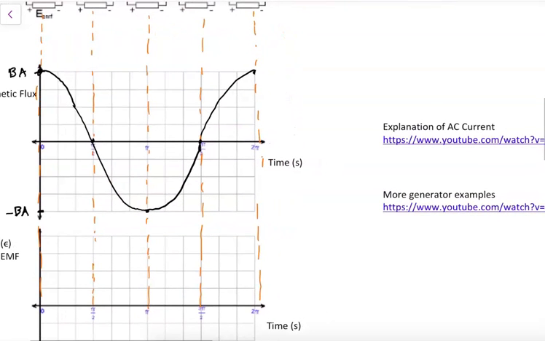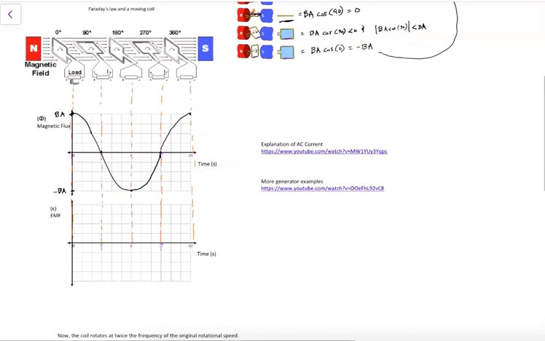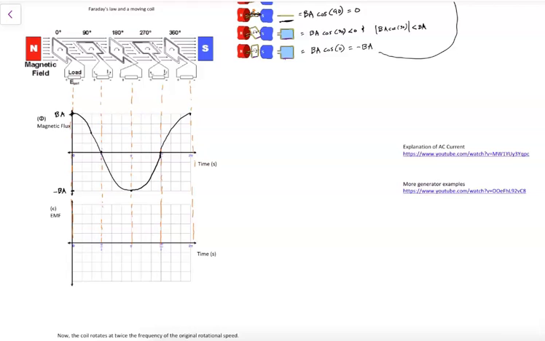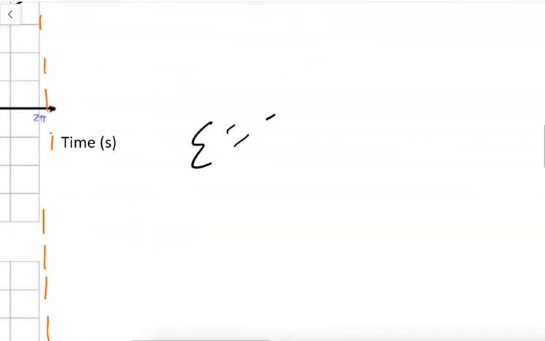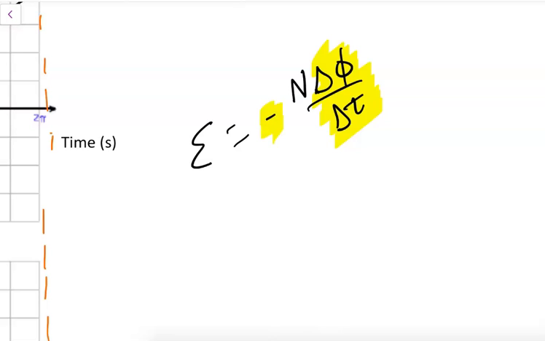Well, we know Faraday's law and Lenz's law tells us that, move this away, more videos, explanation of AC current and generator examples. But Faraday's law and Lenz's law states that the EMF is equal to the negative N delta phi over delta t. And this is the part we want to look at. The N is just a factor. So delta phi over delta t, hey, that's a rate of change. That's a slope. And then negative, oh, it's the negative slope.